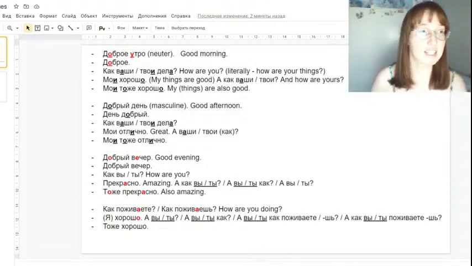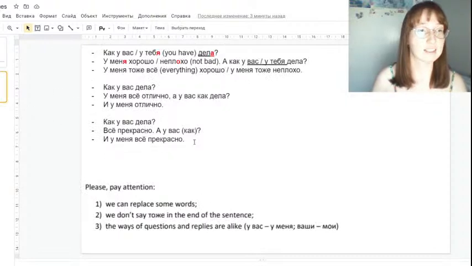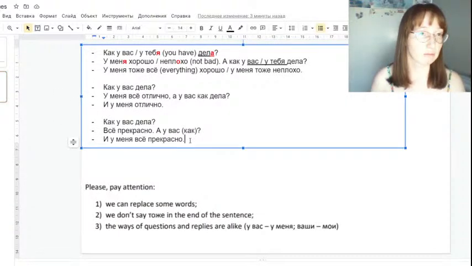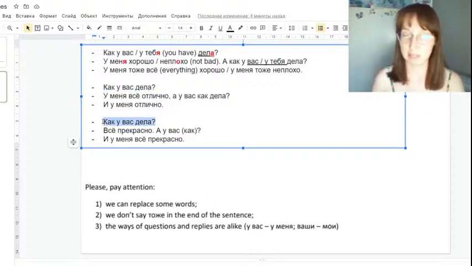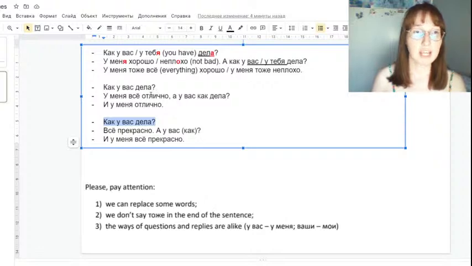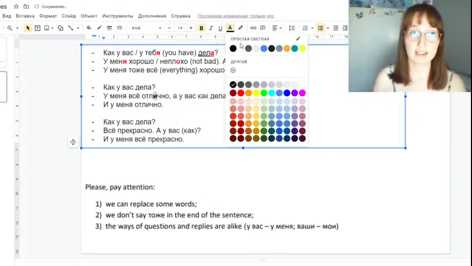So let's continue, and there are 2 more dialogues, but look, the questions are the same. Как у вас дела? Как у вас дела? So I don't need to explain these questions for you. I will explain just this word. Отлично. Отлично. E is stressed.